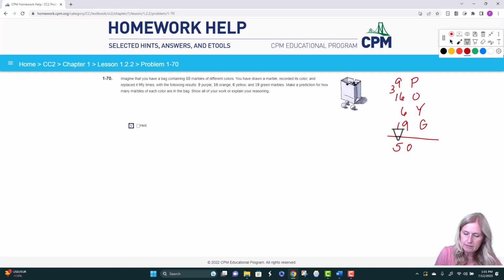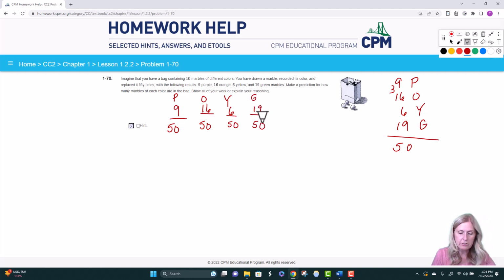Let's create a fraction for each color. So 9 times they drew a purple out of 50 times that they drew. 16 orange. I'll put the color on top so I can keep that straight. For yellow, there was 6 50ths, and then green was 19 out of 50 draws. Okay, so once you have these fractions, all you need to do is divide. Remember, you've been told by now that this fraction bar just means divide.